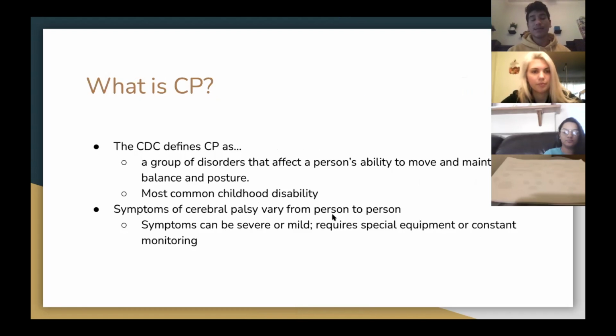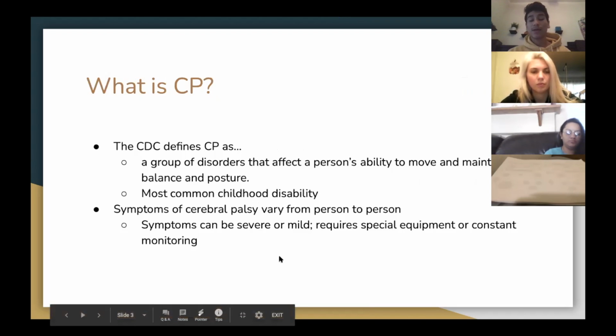So what is CP? The CDC defines CP as a group of disorders that affects a person's ability to move and maintain balance and posture. This disease is most common in childhood, and the symptoms of CP vary from person to person. Symptoms can range from severe to mild, and may require minimal equipment or bedside monitoring.